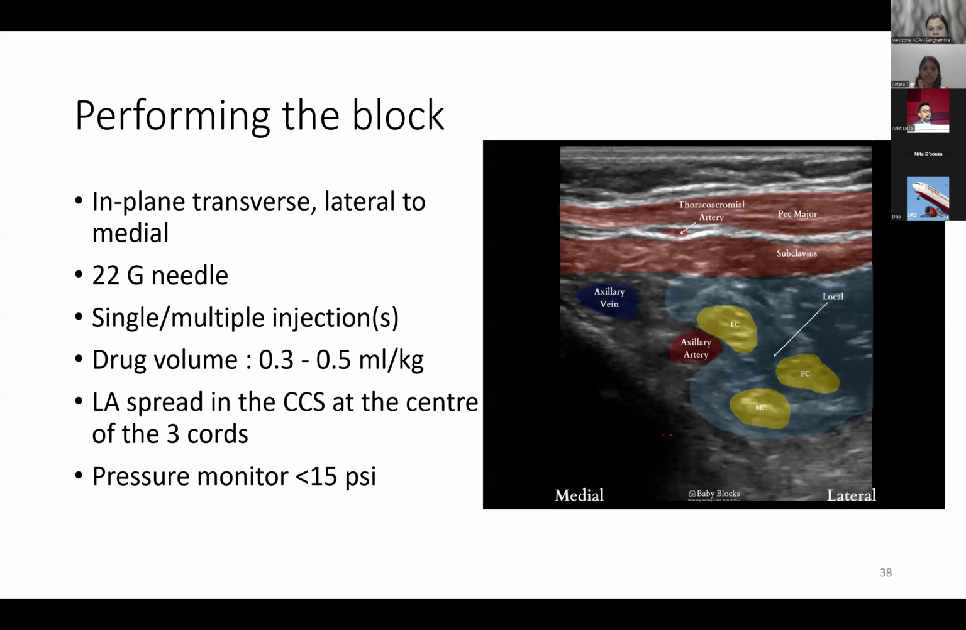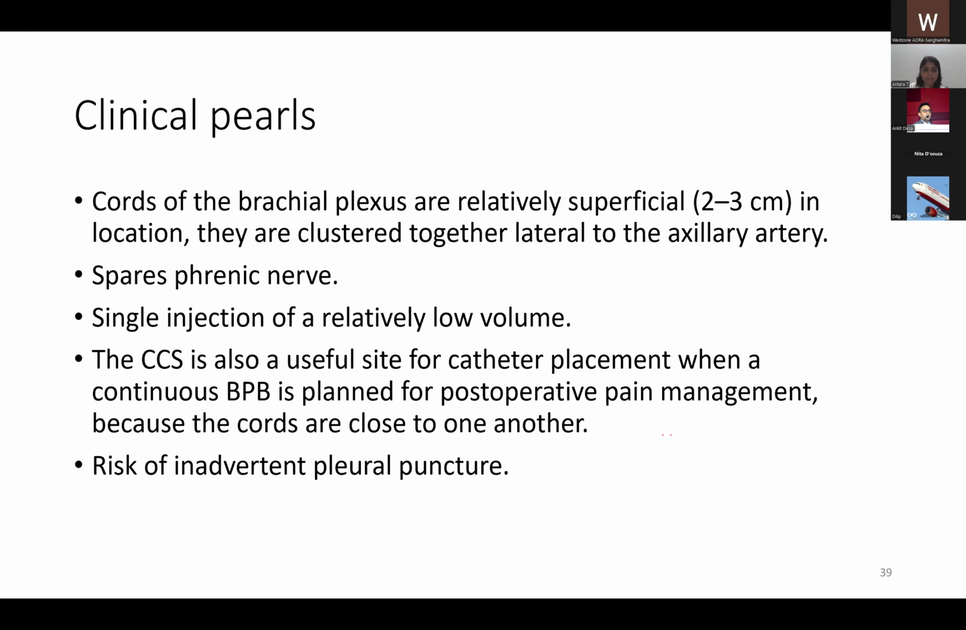While performing the block, the needle is introduced in plane, transverse scan, from lateral to medial approach. We use a 22 gauge needle. According to the drug spread and the sonoanatomy, we can either give single or multiple injections, with a drug volume of 0.3 to 0.5 ml per kg. And the local anesthetic spread should be at the center of the three cords in the costoclavicular space. We should also scan and see that the cephalic vein or the thoracoacromial artery are not in the needle's path or the needle trajectory. Opening pressures to be maintained below 15 psi.